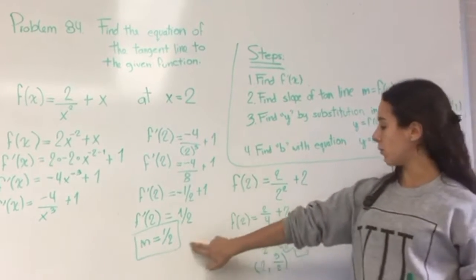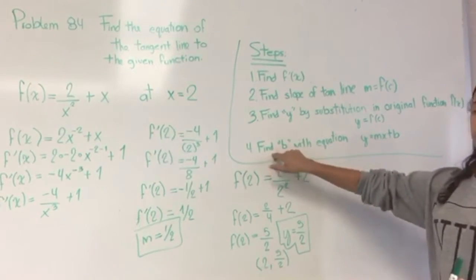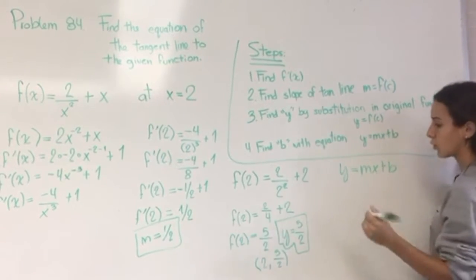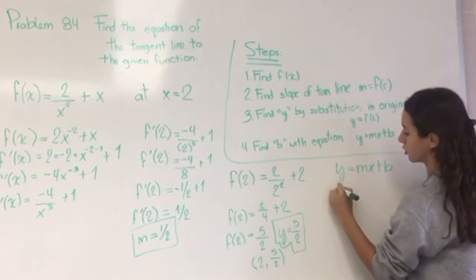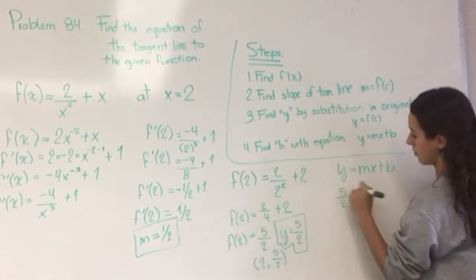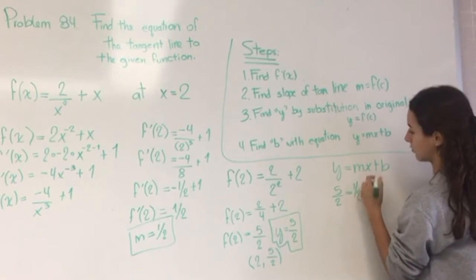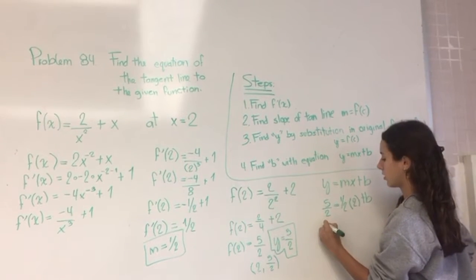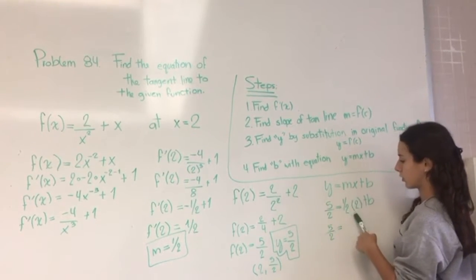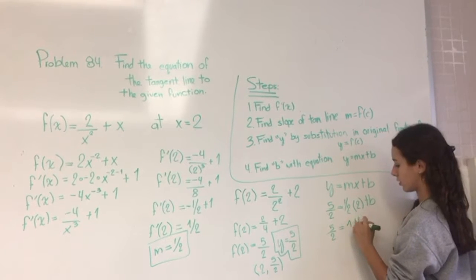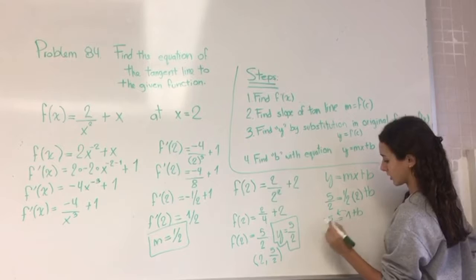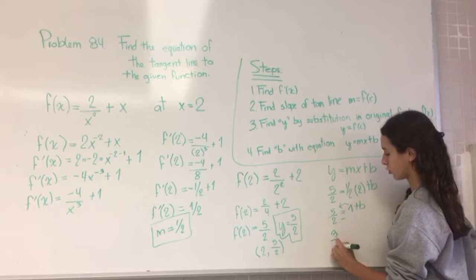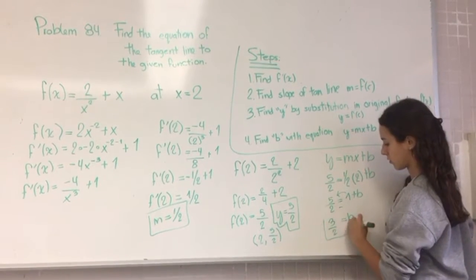So you have your m, you have your y, and for the final step we need to find b. With the equation y equals mx plus b, you plug in the y, which will be 5/2, equals m, 1/2, times your x, which is 2, plus b. Then 1/2 times 2 is 1 plus b, then you pass it subtracting, and it will be 5/2 minus 1, which is 3/2 equals b. You have your b.